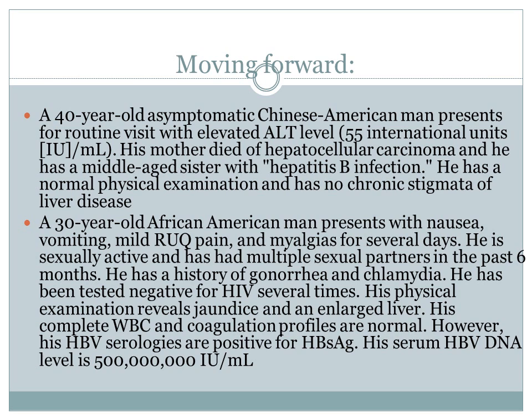A 30-year-old African-American man presents with nausea, vomiting, mild right upper quadrant pain, and myalgia for 7 days. He's sexually active and has had multiple sex partners in the past 6 months. He has a history of gonorrhea and chlamydia. He has been tested for HIV and has been negative on several occasions. His exam reveals an enlarged liver and jaundice.